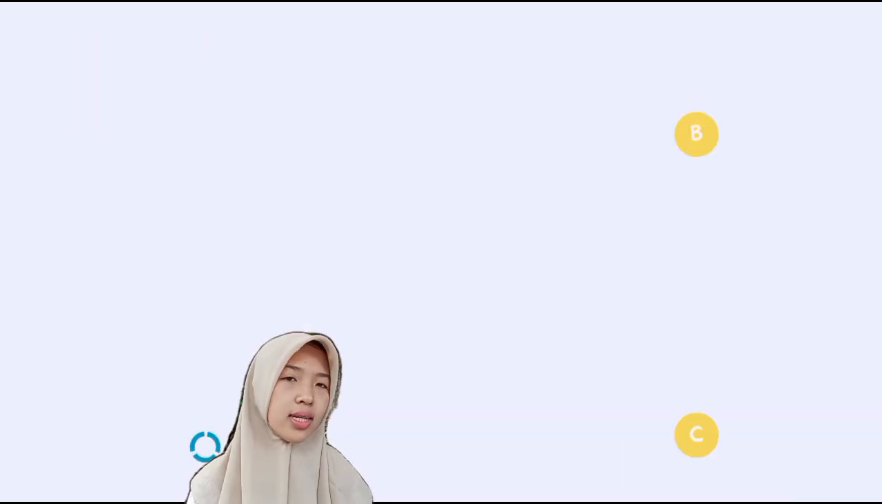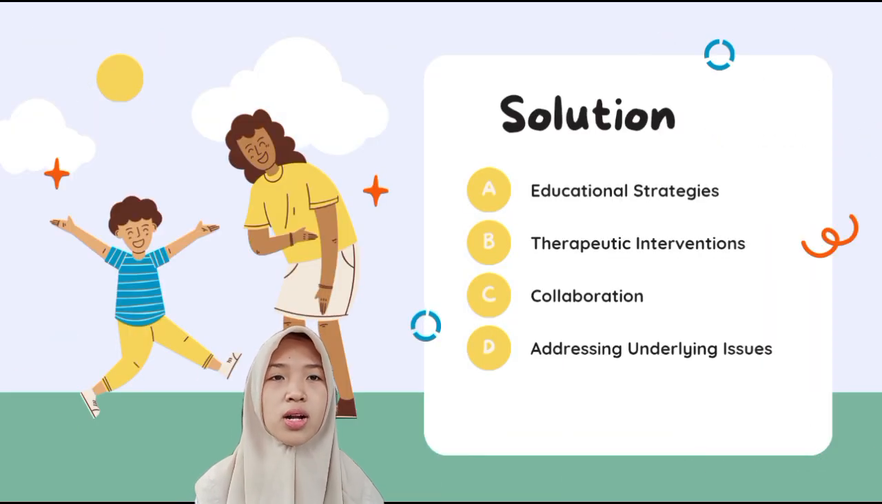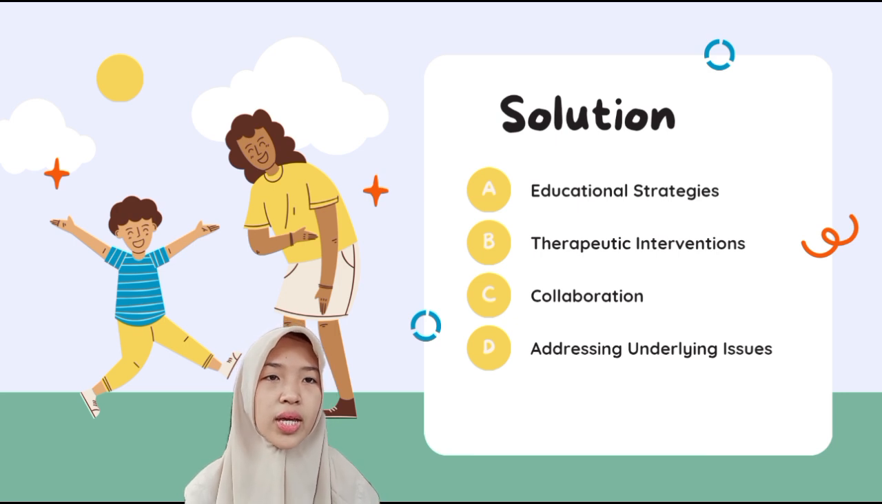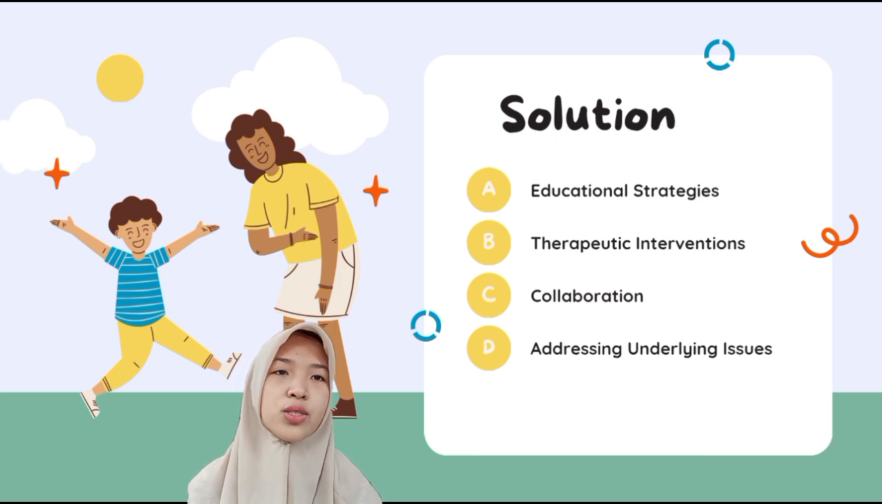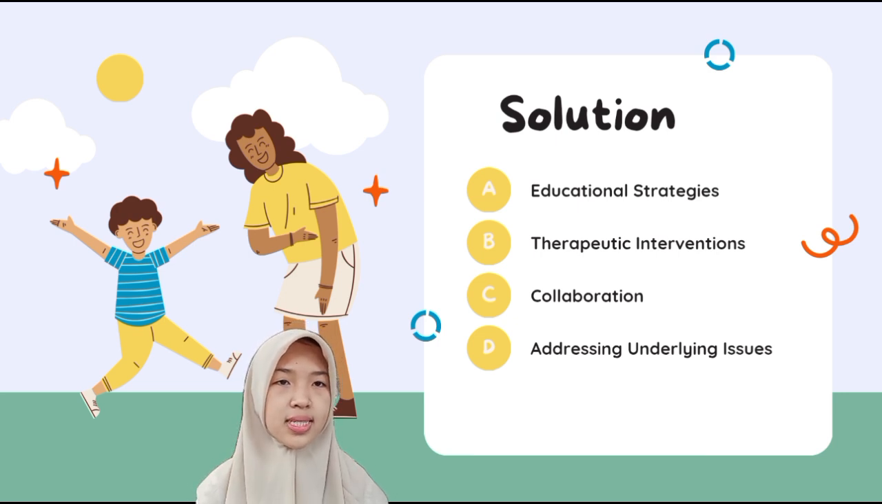Okay, next, solutions for learning difficulties require a multifaceted approach tailored to individual needs. The first step is educational strategies: IEP or 504 plan, differentiated instruction, assistive technology, multisensory learning, structured environment, and positive reinforcement.